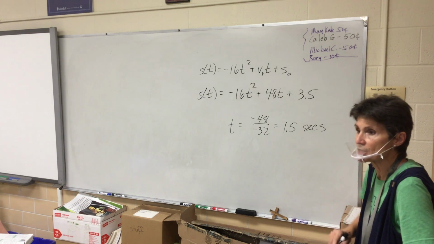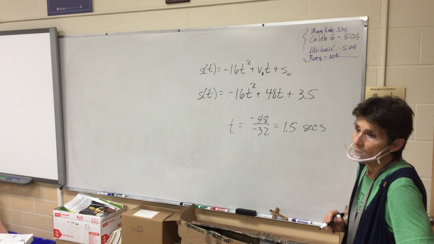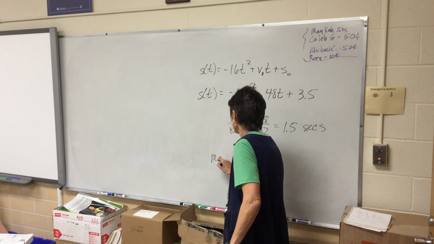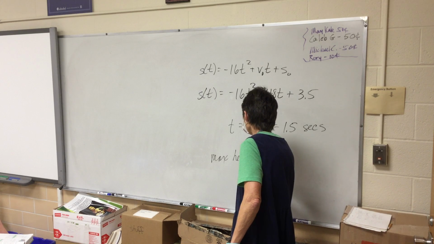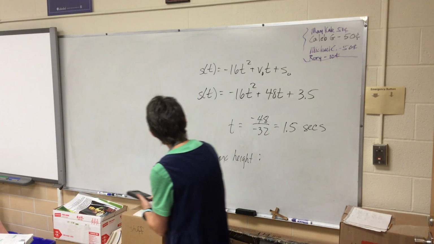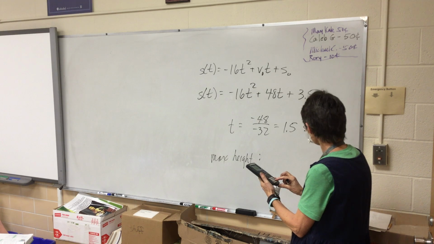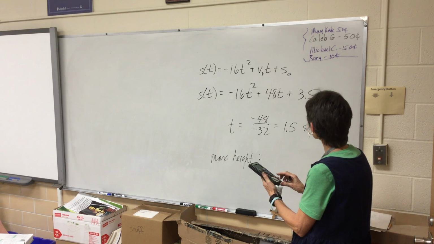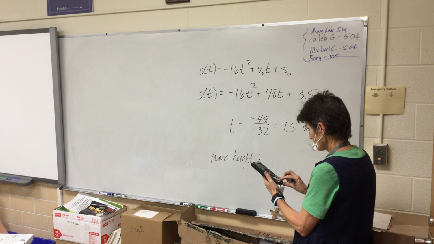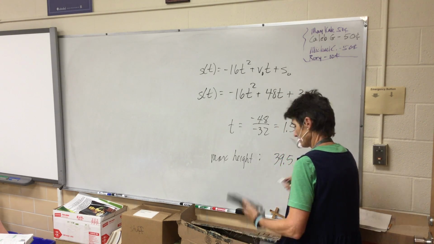So when will it reach its maximum height? 1.5 seconds after it's thrown. What will be the maximum height? How will I find that? Plug it in. So in we go. Right here. So negative 16 times 1.5 squared plus 48 times 1.5 plus 3.5. Maximum height is 39.5 feet, if I did that right.